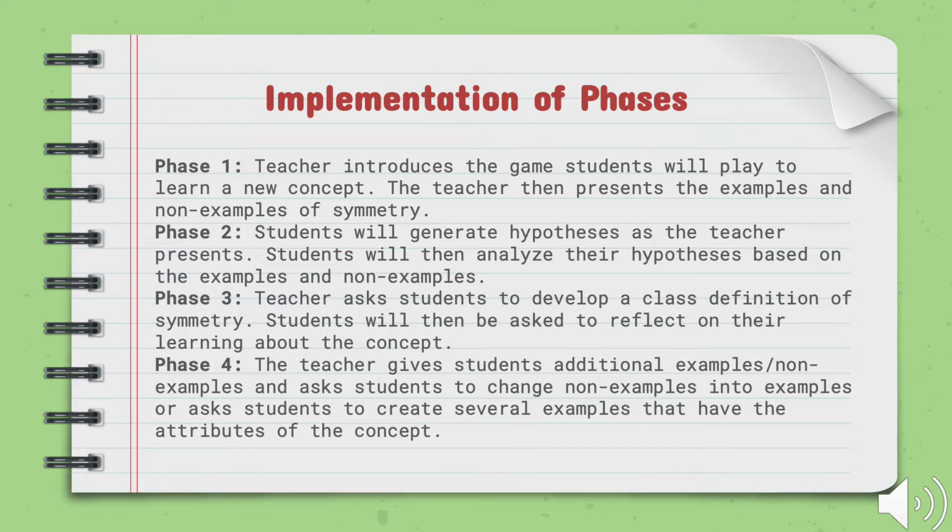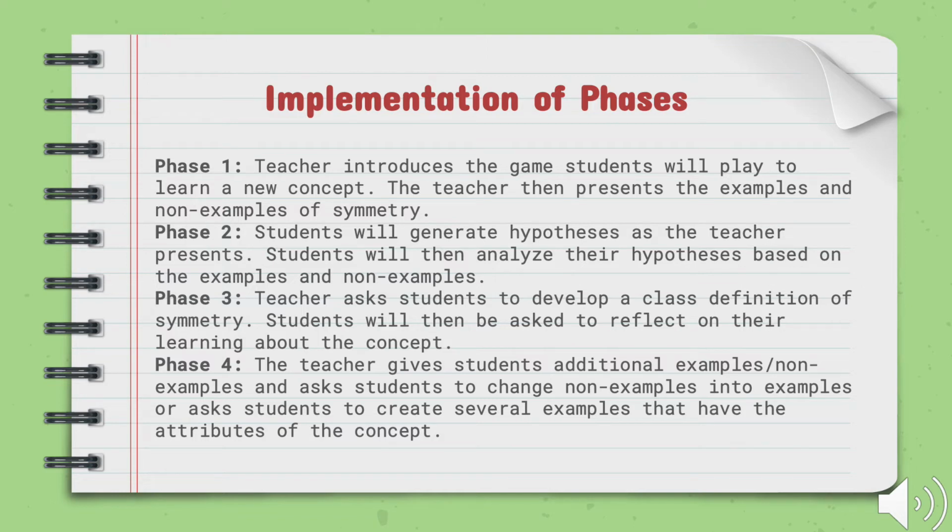In Phase 2, the teacher is going to then present the examples and non-examples, and the students are going to start to generate a hypothesis based on the examples and non-examples. The teacher will identify the examples and non-examples when they are presented to the class. Some teachers choose to do this by calling the examples a yes and the non-examples a no. So as a teacher presents the first example, they would say, this is a yes, and then a non-example, this is a no.